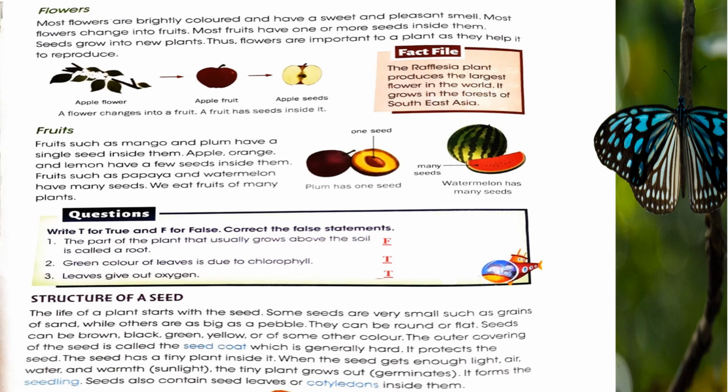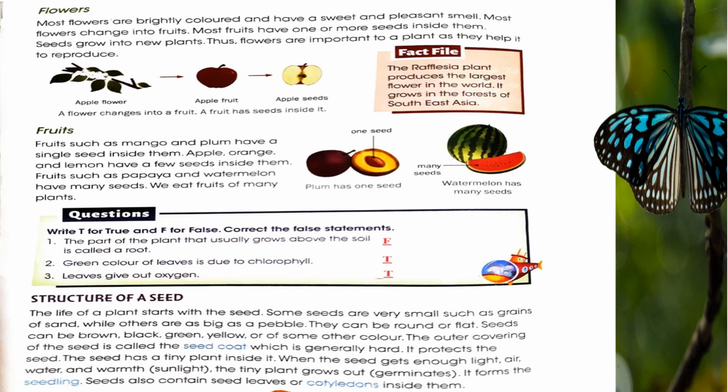Now, flowers. Most flowers are brightly colored and have a sweet and pleasant smell. Most flowers change into fruits. Most fruits have one or more seeds inside them. Seeds grow into a new plant. Thus, flowers are important to a plant as they help it to reproduce. You can see in the image that a flower can change into a fruit and a fruit has seeds inside it.